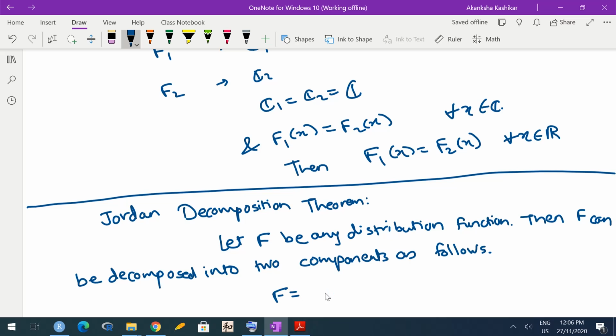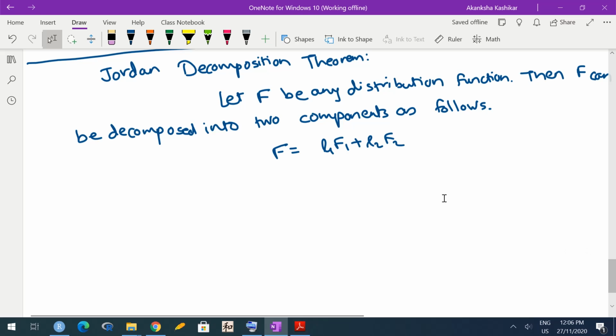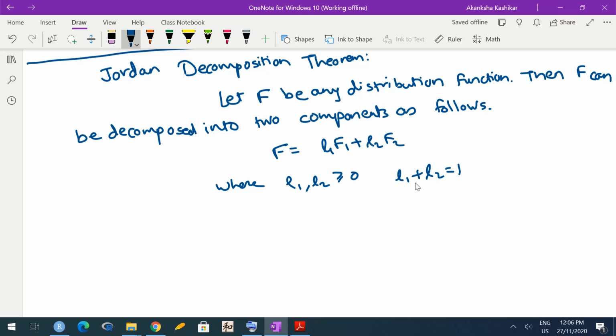So how do we decompose f? We write f as L1 f1 plus L2 f2, where L1, L2 are greater than or equal to 0, L1 plus L2 equals 1, f1 is a continuous distribution function, f2 is a discrete distribution function. Okay, so every distribution function can be expressed as a mixture because L1, L2 are positive and they add to 1, so it's like 60% of f1 plus 40% of f2, something like that. So every distribution function is a mixture of a continuous component and a discrete component.